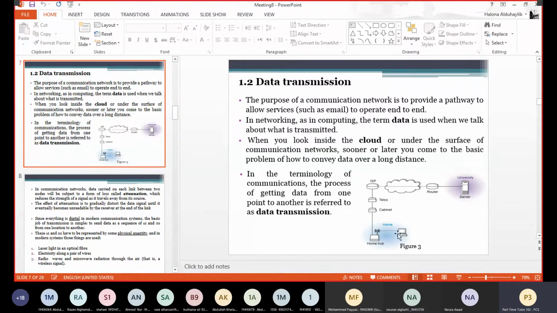Like here, for example, you are in your computer using the Home Hub. You get some file from your computer at the university by connecting to the server of the university, and you put in your username and your password, then you can get access to the files there.